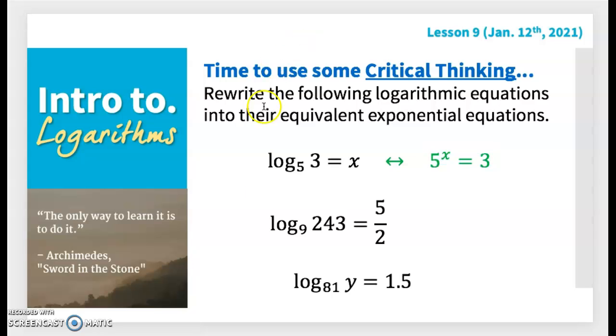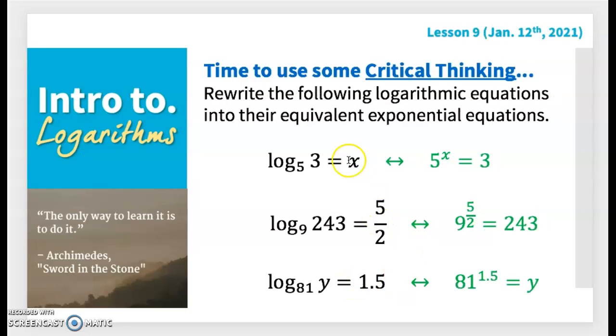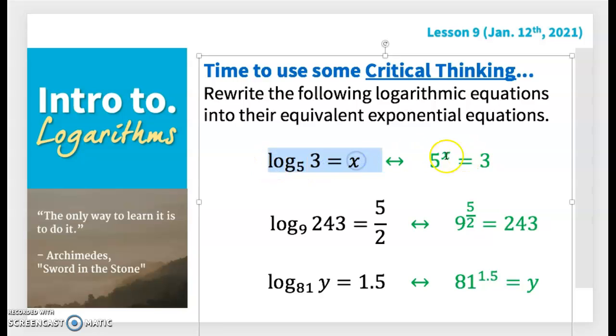For the second one, the logarithm of base 9 of 243 is equal to 5 over 2. That's saying that if we took the base 9 and raised it to the 5 over 2 power, we should get 243. And then lastly, the equation is saying if we took 81 and raised it to this 1.5 power, it should give us y. And there's your answer. So again, to convert a logarithmic equation to an exponential equation, you take the base, you raise it to the exponent, and then your output will be this value.